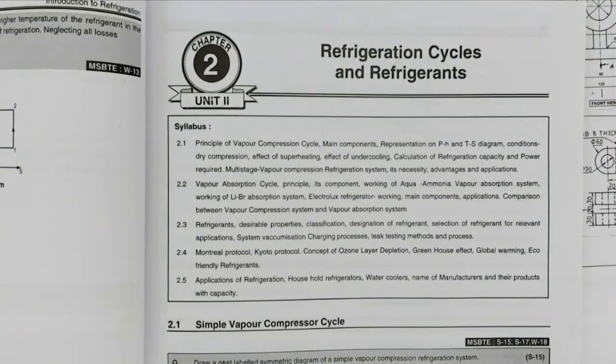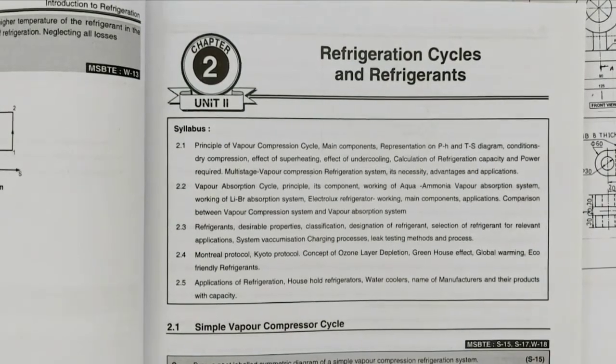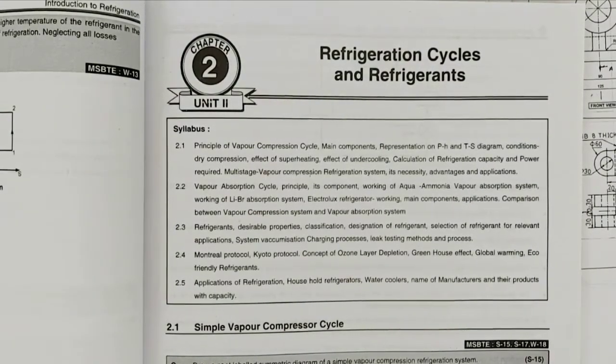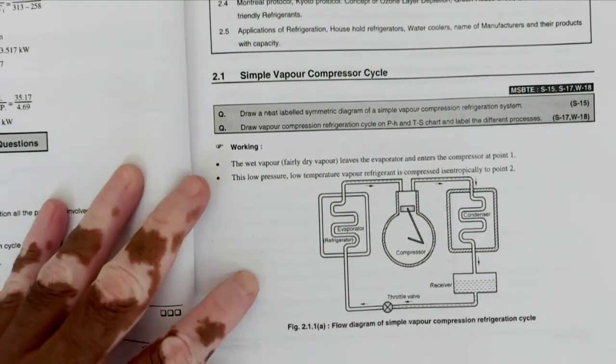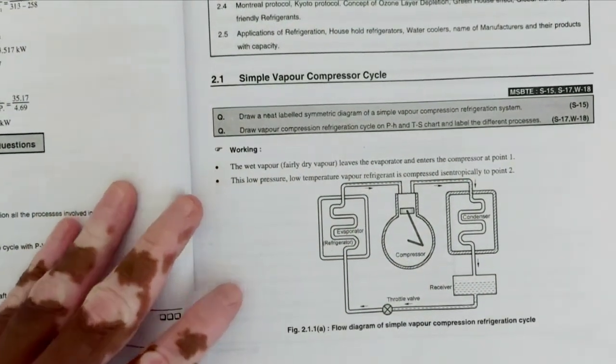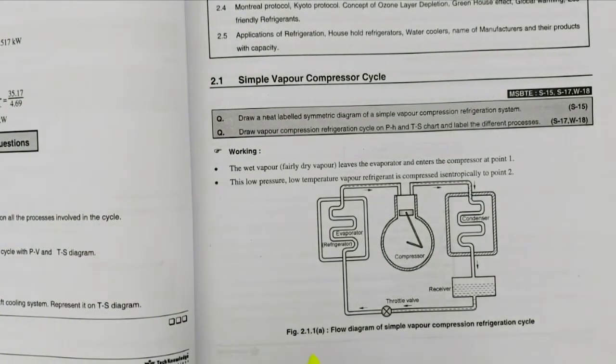The second chapter, refrigeration cycles and refrigerants. So first, simple vapor compression cycle. In simple vapor compression cycle, the wet vapor, fairly dry vapor, leaves the evaporator and enters the compressor at point 1.